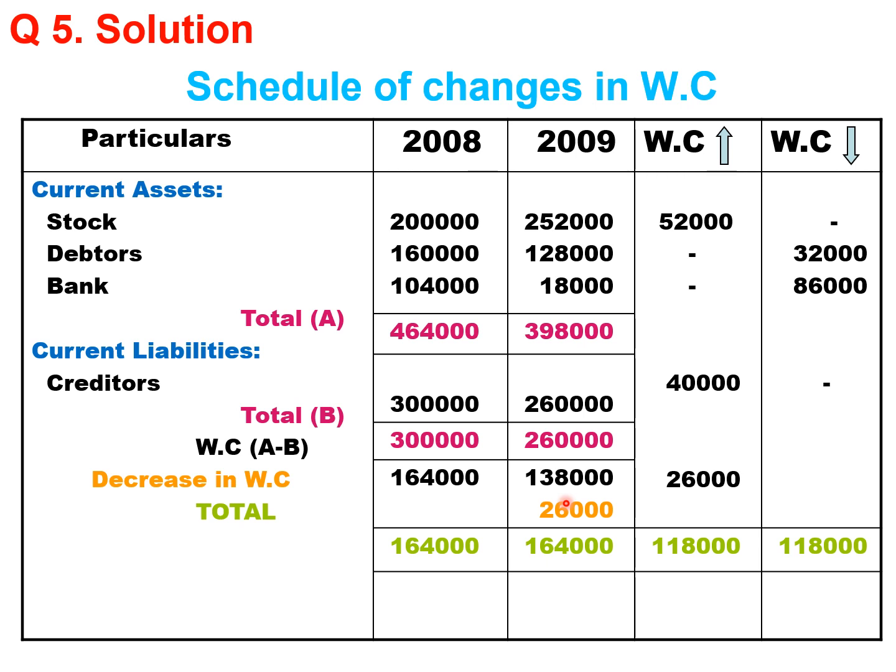That means compared to last year working capital is reduced. It is reduced to the extent of 26,000.